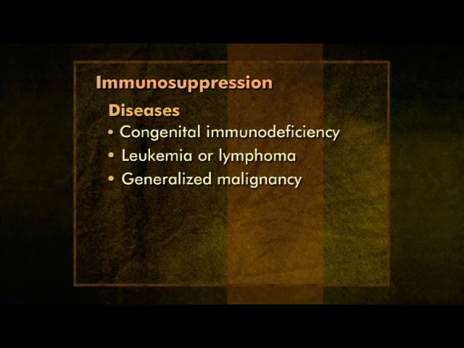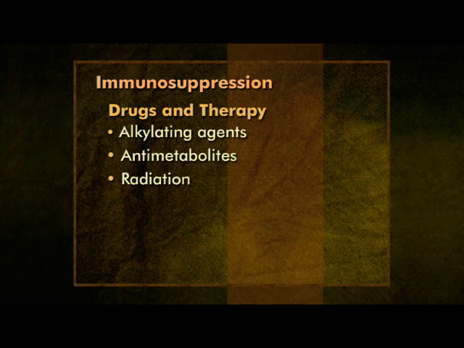There are both diseases and drugs which can cause significant immunosuppression. First, the diseases. Persons with congenital immunodeficiency, leukemia, lymphoma, or generalized malignancy should not receive live vaccines. Certain drugs and therapies may cause immunosuppression. For instance, people receiving cancer treatment with alkylating agents or antimetabolites or radiation therapy should not be given live vaccines. Live vaccines can be given after chemotherapy has been discontinued for at least 3 months if the disease for which the therapy was given is in remission.